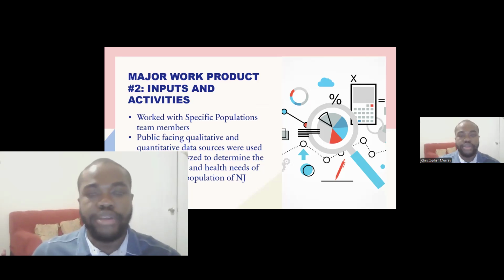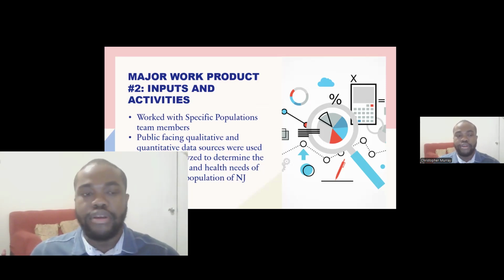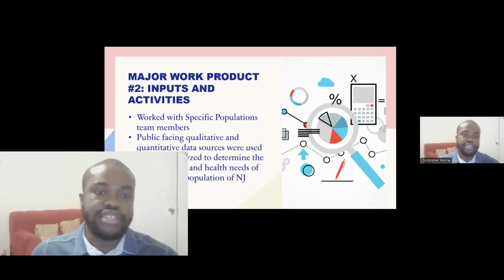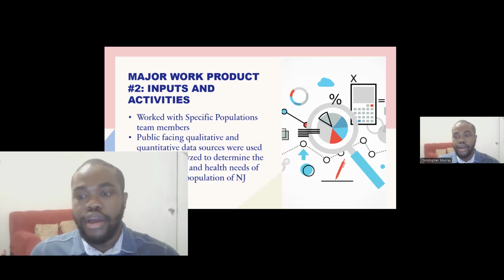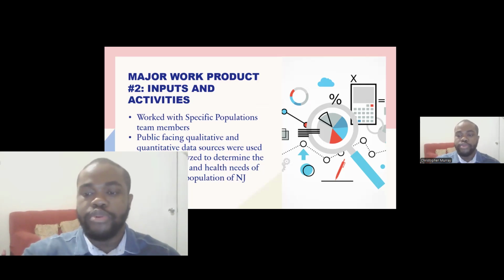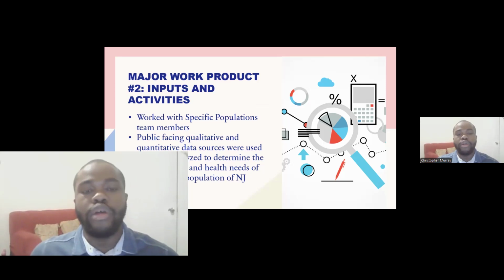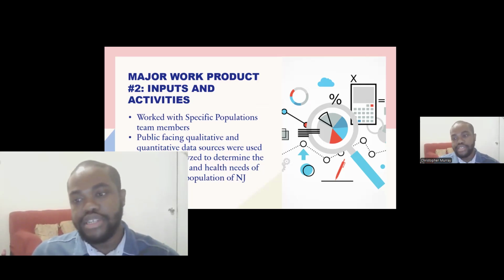So the second major work product, which would be my community assessment of the LGBTQ population of New Jersey. At the start of my APE, I was given a set of parameters by my supervisor, Tia Hopkins, who also was the incoming lead of the specific populations team, which my community assessment was under. Those parameters included using qualitative and quantitative data to complete the assessment, as well as using public-facing data mainly. So that is what I did.